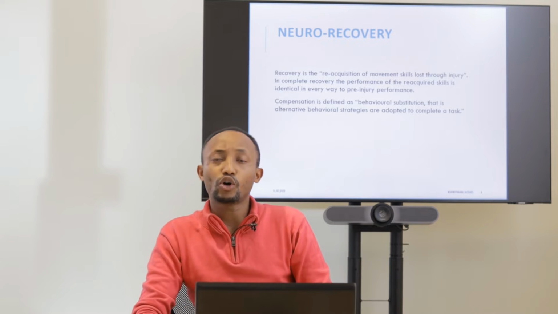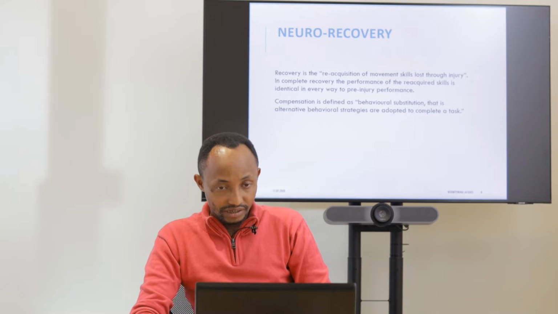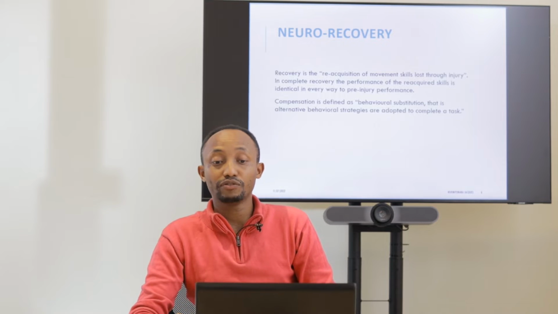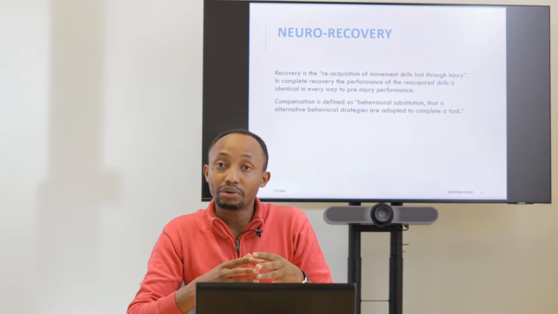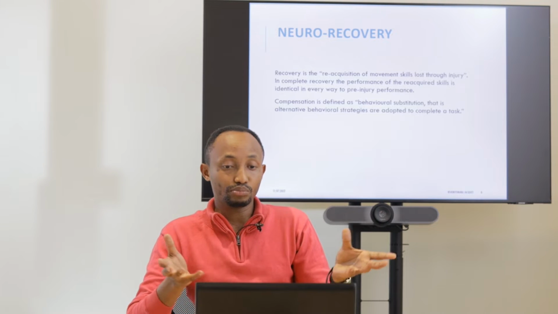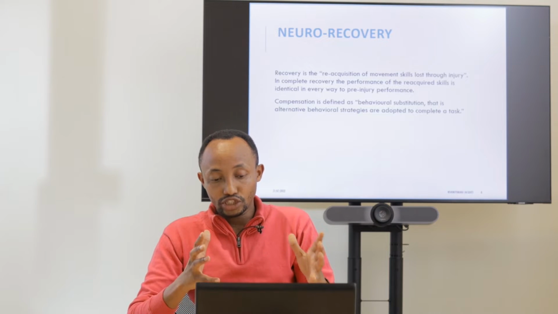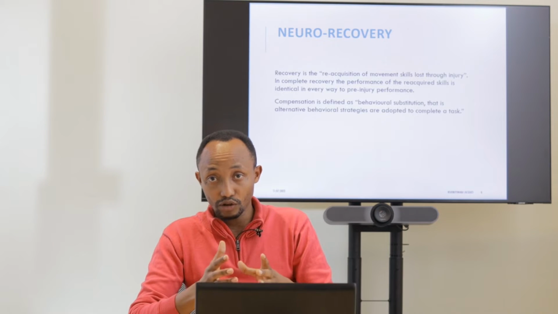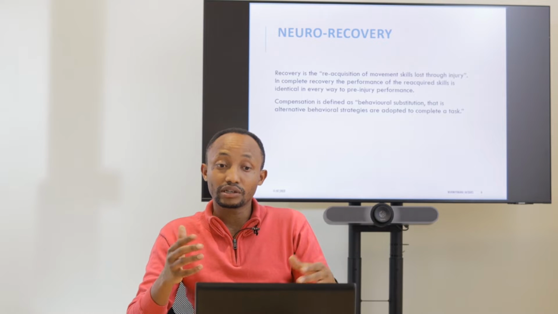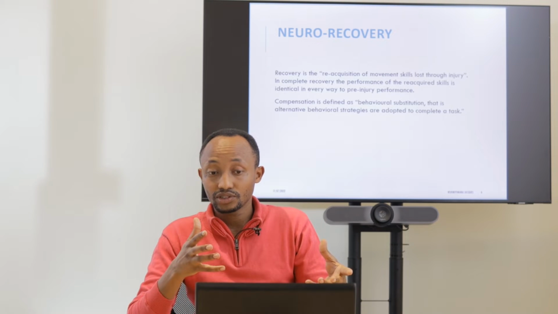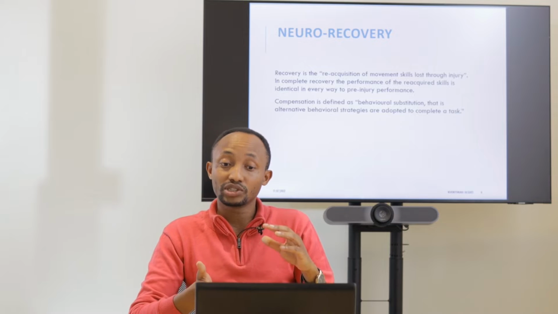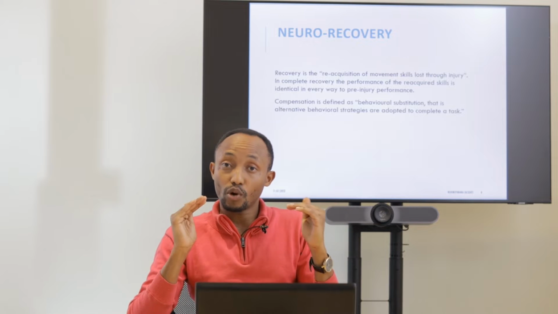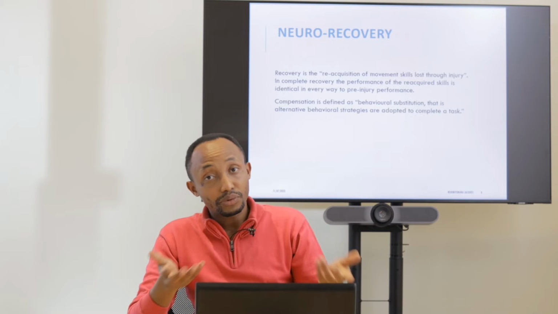But we can also have a compensation. Compensation here is defined as a behavioral substitution, that is, alternative behavioral strategies are adopted to complete a task. For example, one has had an irreversible injury, and the brain will just reorganize itself to do a task using some other pathways which can be reprogrammed, remapped for it to do. In that sense, it is more of a compensation, and it's also categorized under recovery.